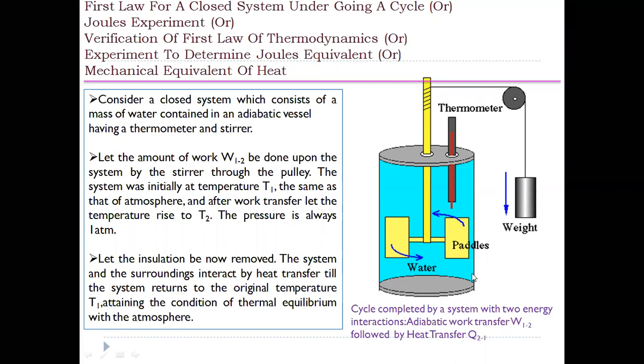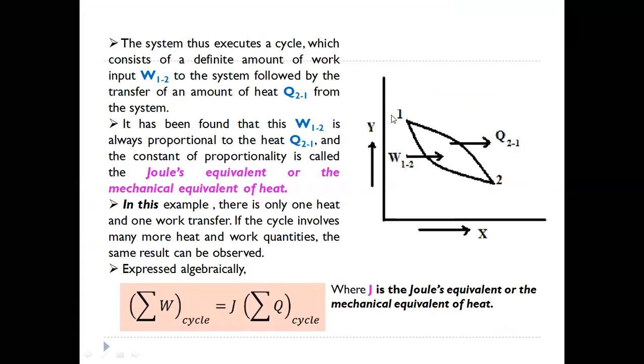So by removing the insulation, the heat is trying to exchange between the system and surroundings. So now, if you take this graph, pressure and volume, or any two properties like temperature and entropy, or pressure and volume as x-axis and y-axis, 1 to 2 is one process. In 1 to 2 work transfer happens. The stirrer process is this 1 to 2. W1 to 2 is the work done by the stirrer.